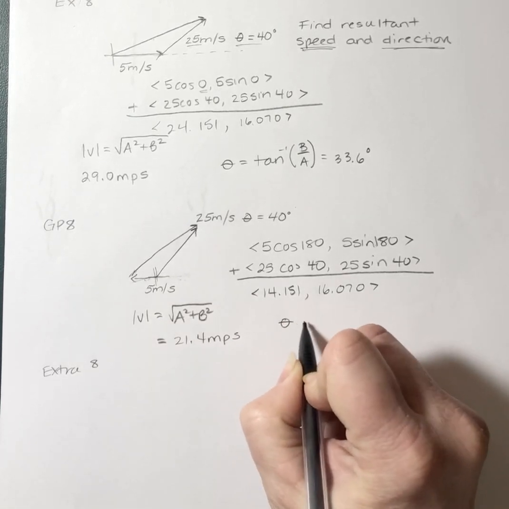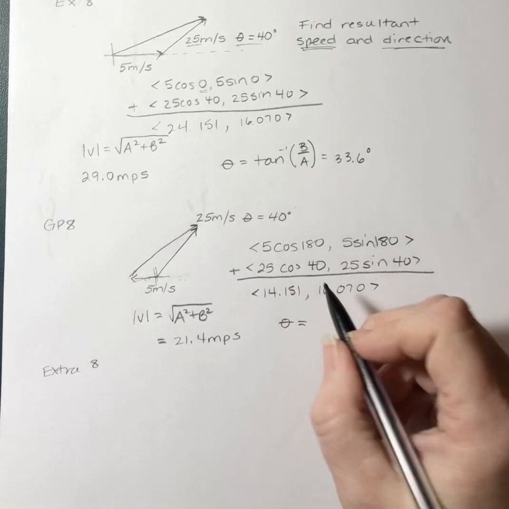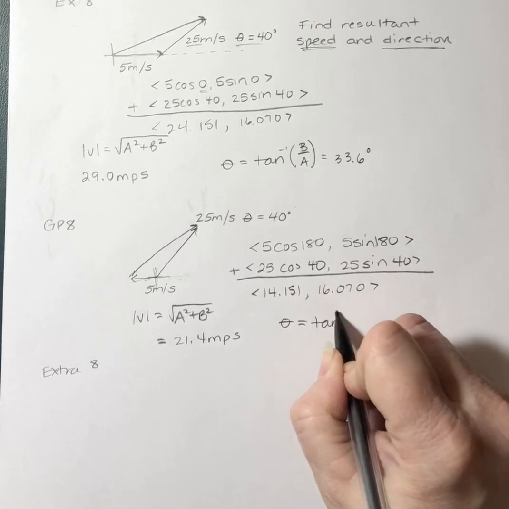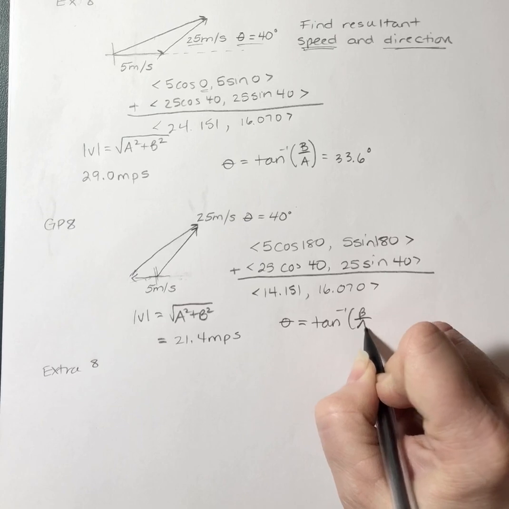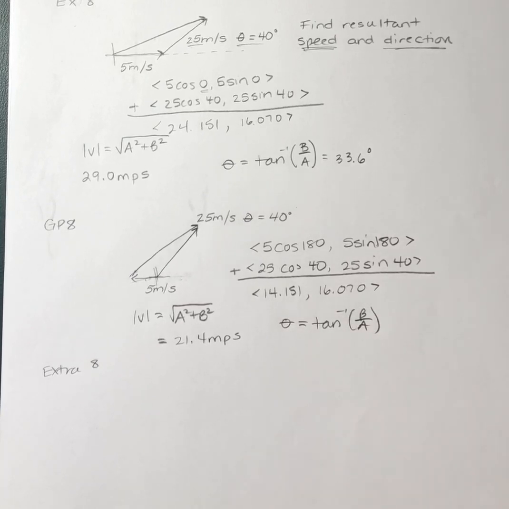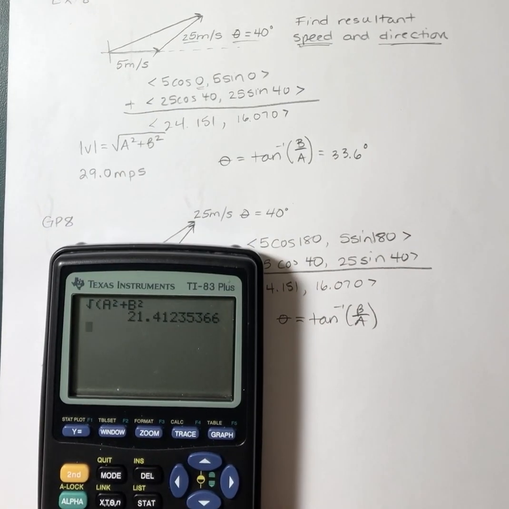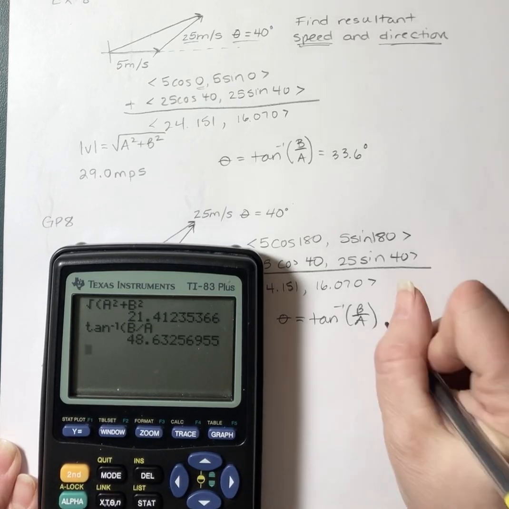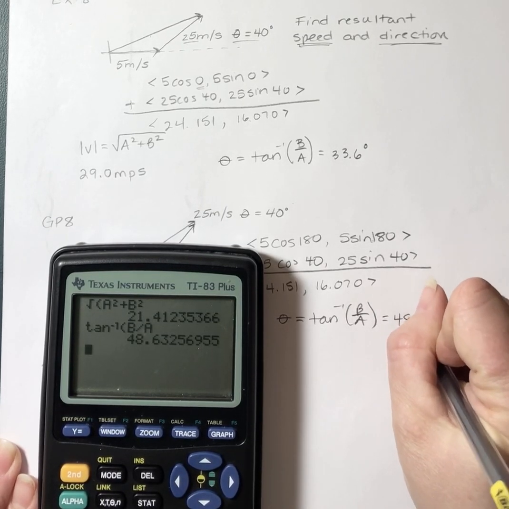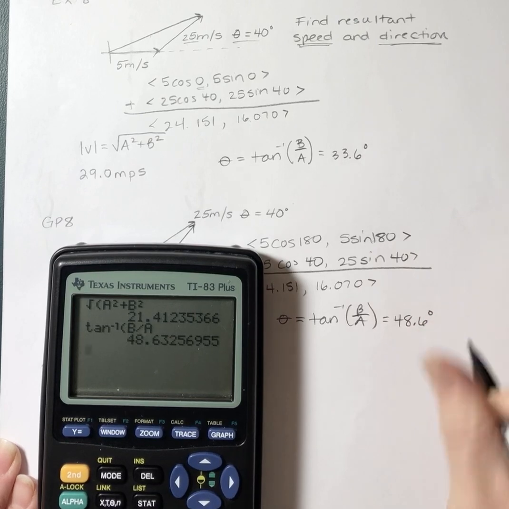And then the angle of his pass, I do the inverse tangent of B over A. Again, this is positive, so I'm not going to have to do anything to it. And so the angle is 48.6 degrees.